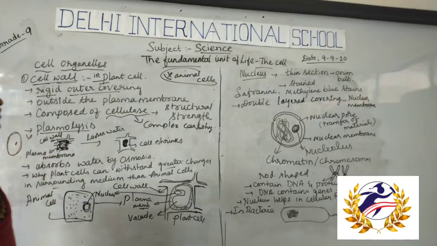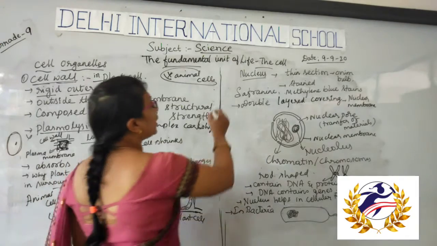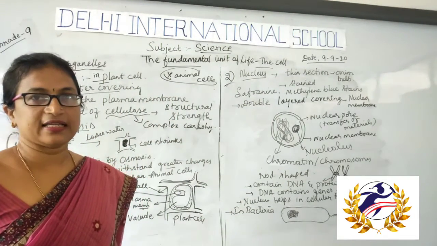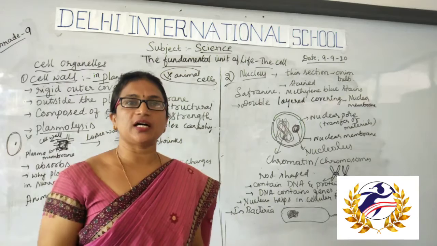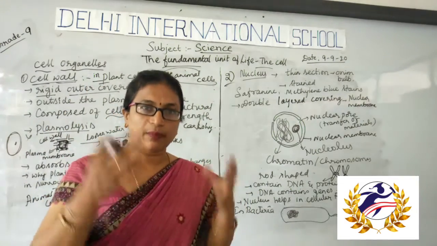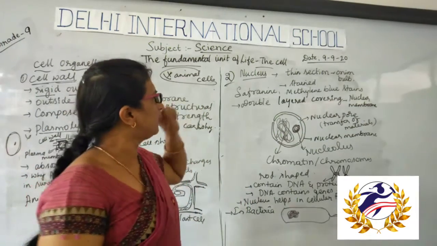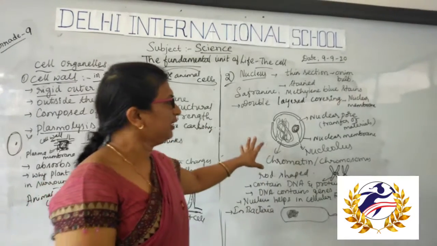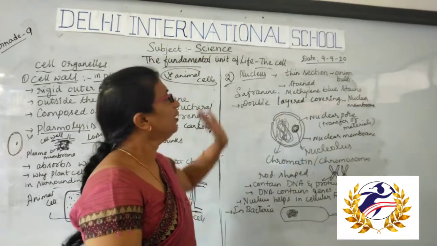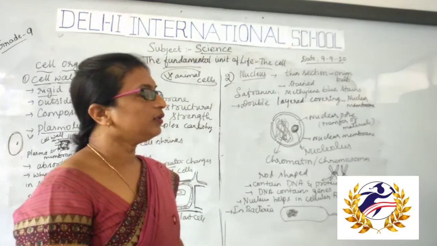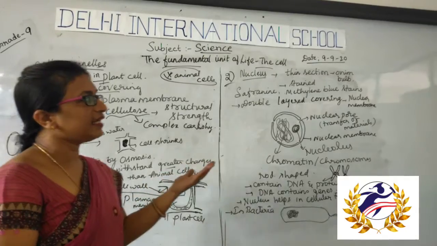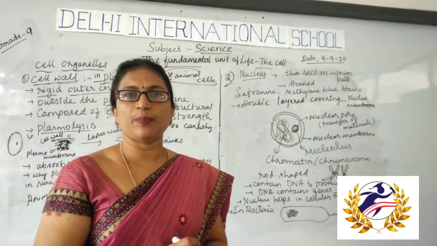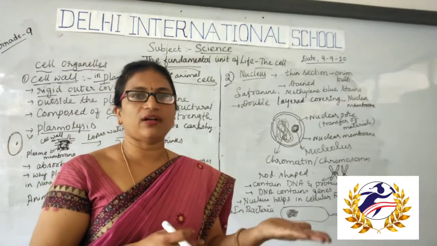Next, another most important cell organelle is the nucleus. It is like the CPU in a computer, like the brain in humans and animals. It is the most important part of the cell, in both animal and plant cells. As I told you in the last class, take an onion bulb, take a thin section using a sharp blade, and see it under the microscope.